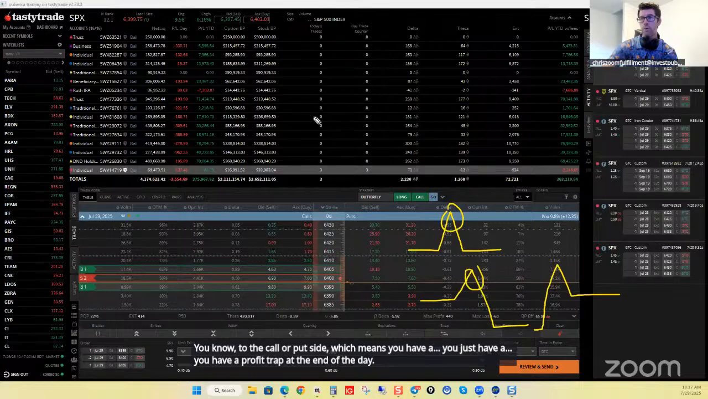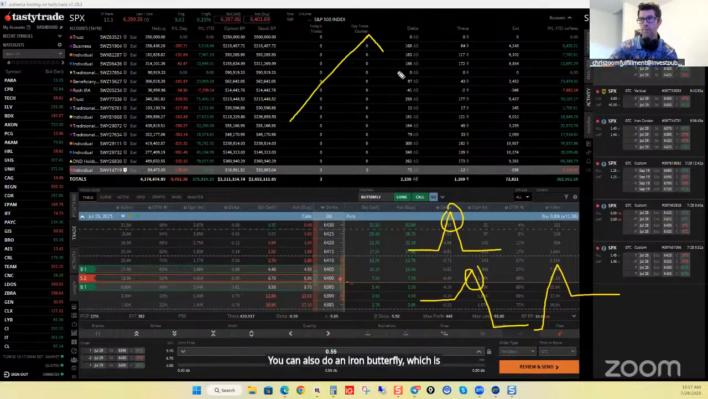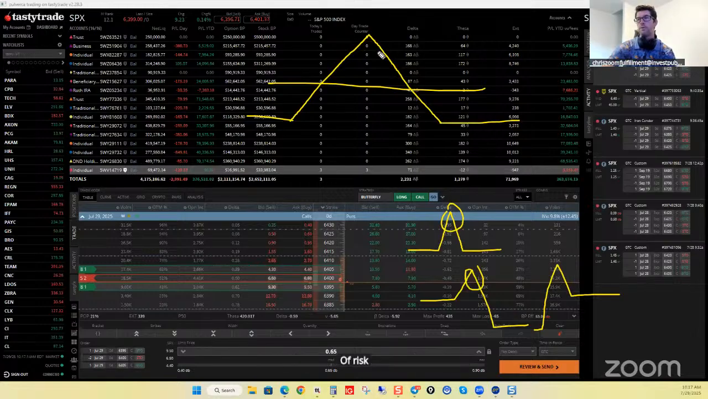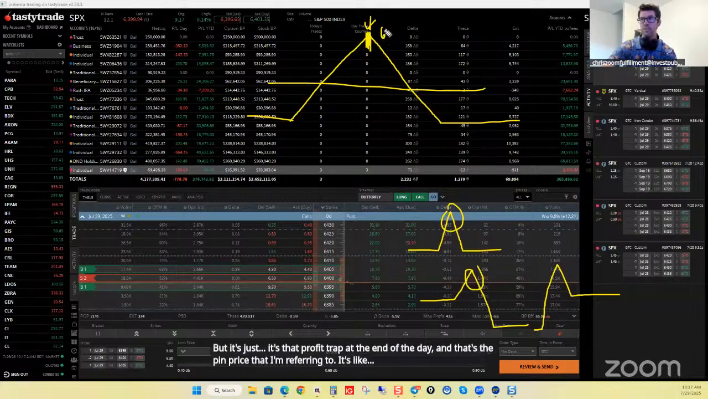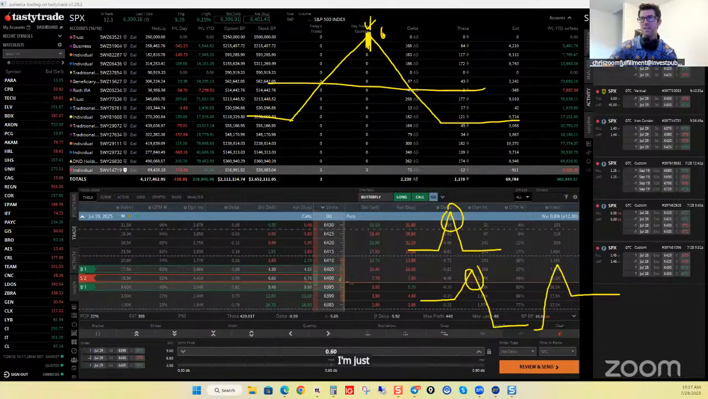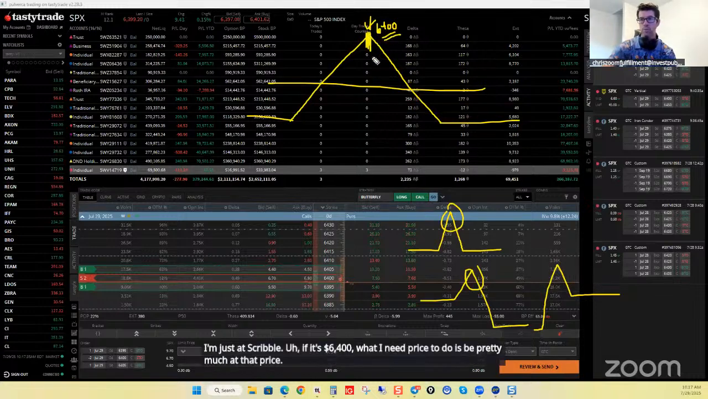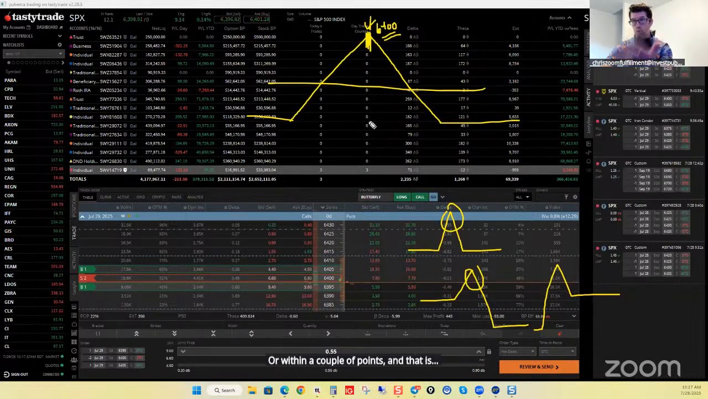You can also do an iron butterfly, which is a larger level, right? You have risk on this trade, but it's a larger level of risk. So either a very cheap, narrow butterfly or a wider iron butterfly. But it's that profit trap at the end of the day, and that's the pin price that I'm referring to. It's like this would be 6,400. If it's 6,400, what I need price to do is be pretty much at that price or within a couple of points. And that is super profitable.